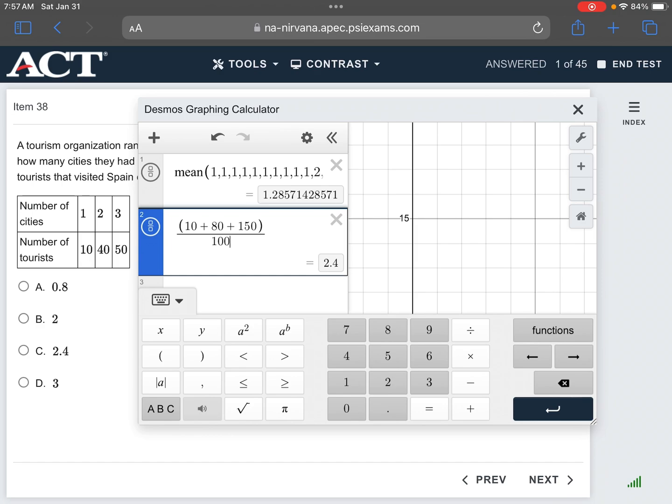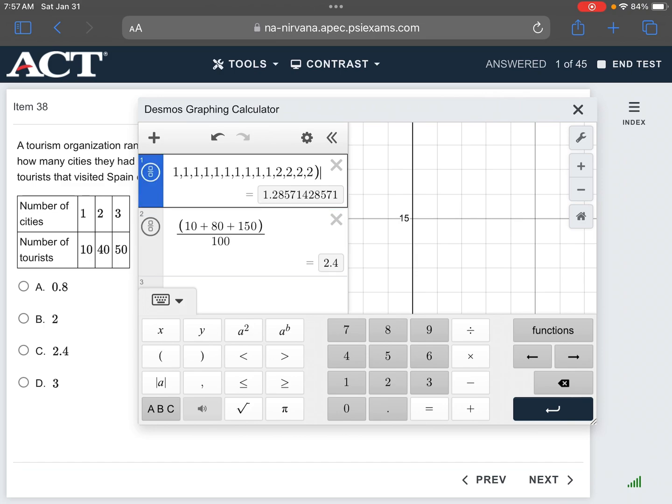So you can do 50 plus 40 plus 10, or at the very beginning it does tell you 100 tourists. So there we could just add them up and divide by 100, and we end up with 2.4. So either way is going to give you that 2.4. Again, that top way is going to be pretty time consuming and relatively annoying, but it will get you there. The bottom way is obviously much faster, but you have to understand what the chart is saying and then add those pieces together. So 2.4.